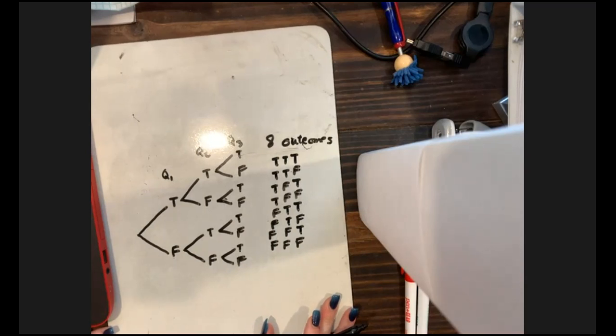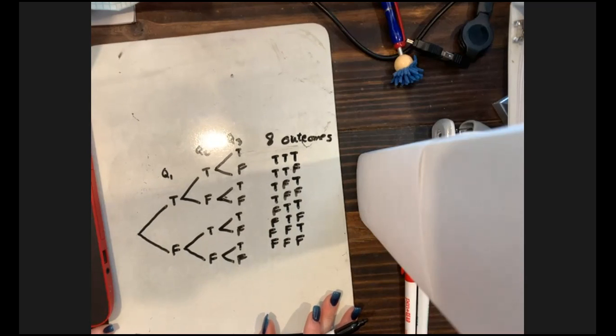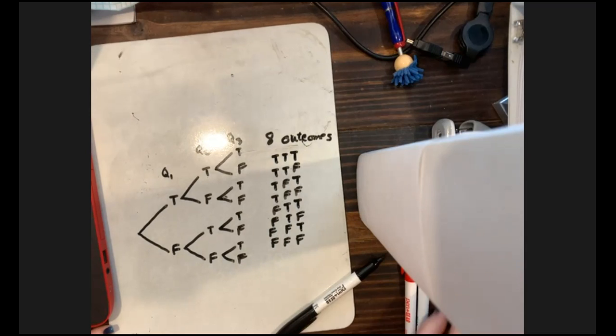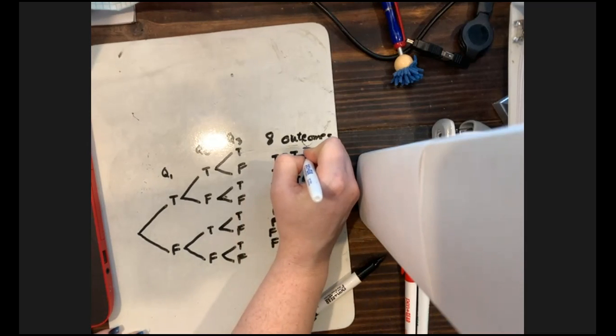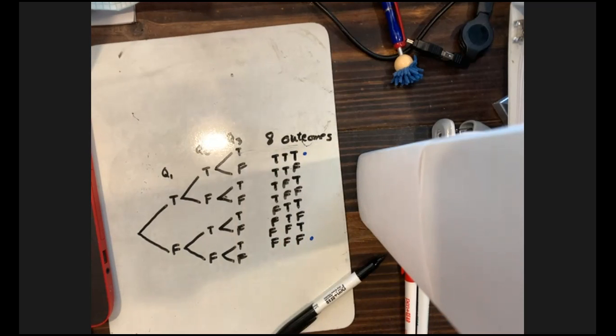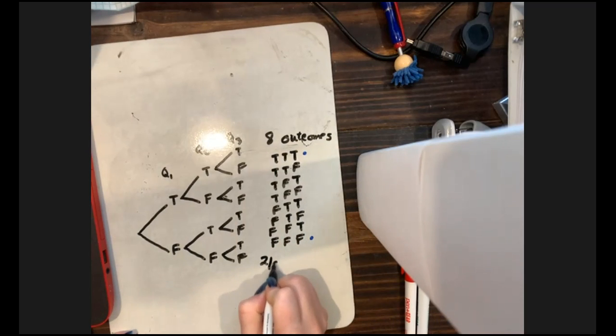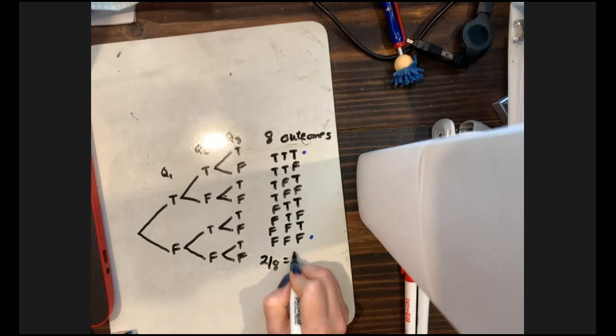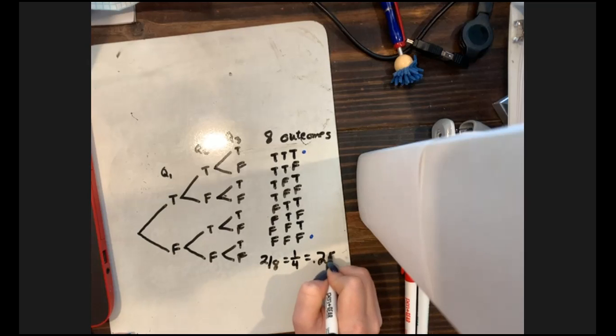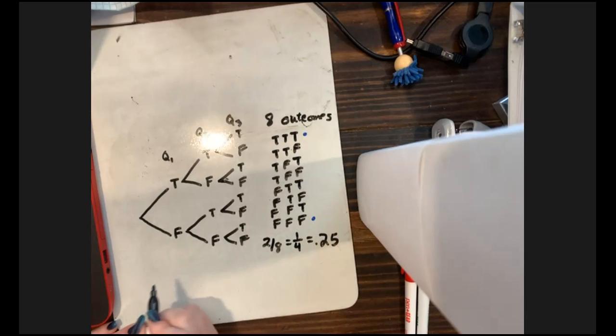They now ask, what's the probability that all the answers are the same? Well, there's only 2 up here. I have the true, true, true, and the false, false, false. Okay. That are going to be the same. So that's going to be 2 out of 8, which can be reduced down to 1/4 or 0.25 in its decimal.